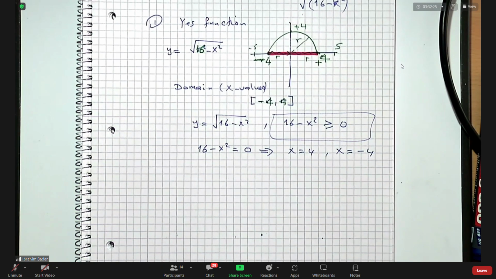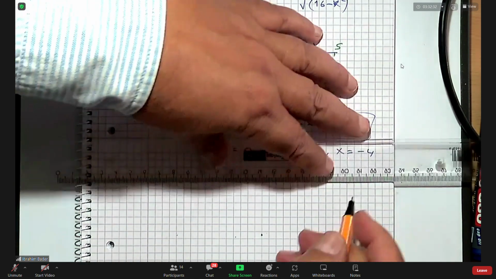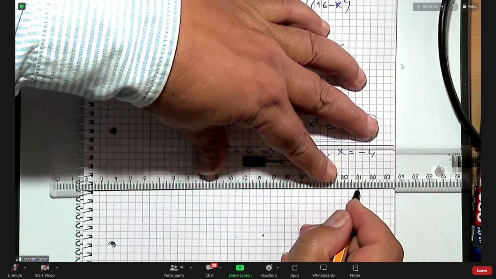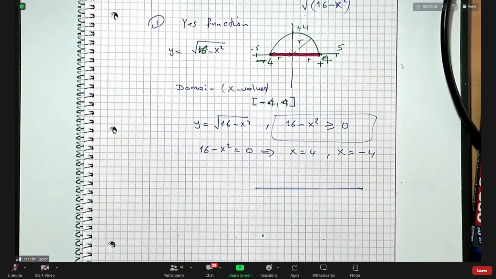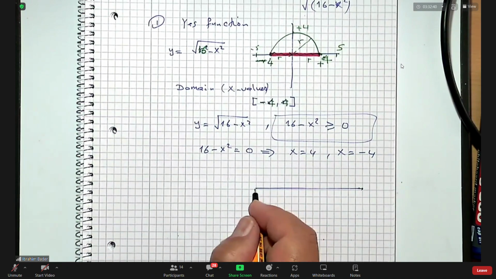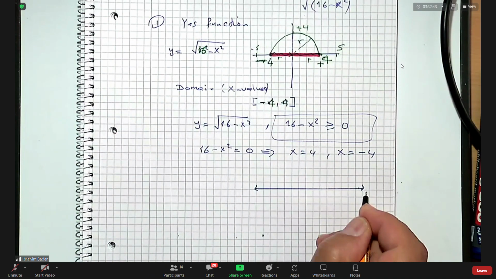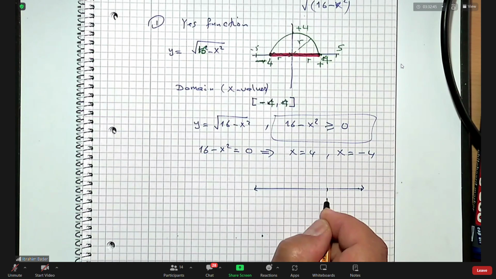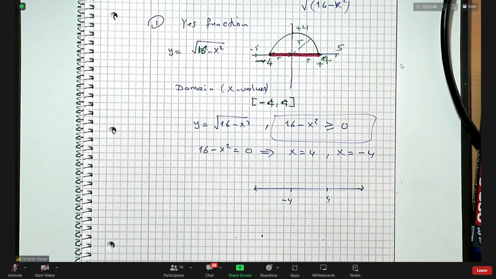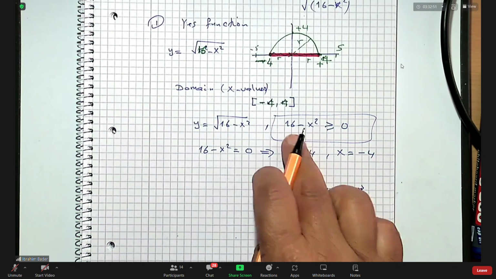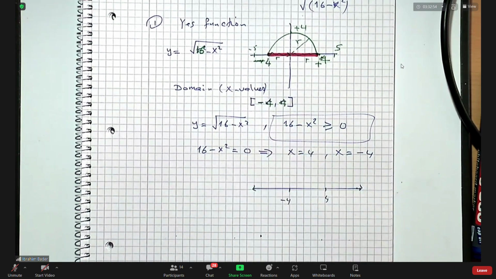Now from this point, these 4 and -4, we call them in mathematics critical points. What does it mean, critical points? That means at these points, to the right and to the left, something is changing. Here is the sign of the product. So let's assume this is 4, this is -4. And we want values that make this positive.